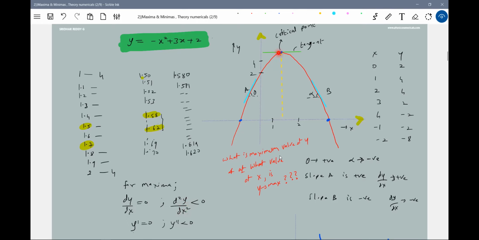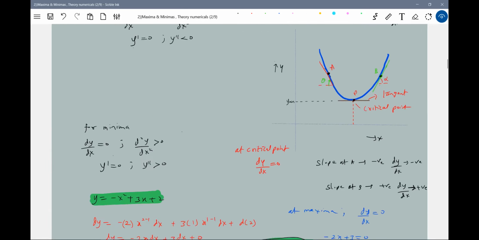Then the function is said to be... any reason for that, you can say the slope itself is a positive value, the positive slope decreases, becomes 0, then it becomes negative. So therefore the second order derivative will become negative. How to find out the second order derivative? Just now I demonstrated. Similarly for minima, what is the requirement?